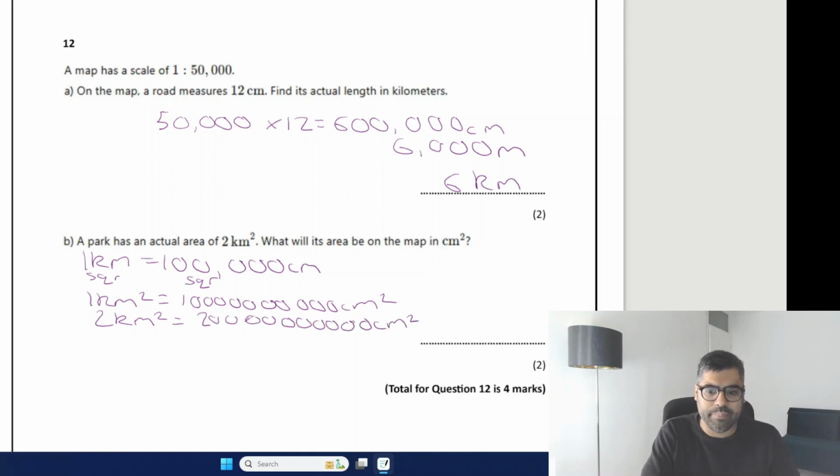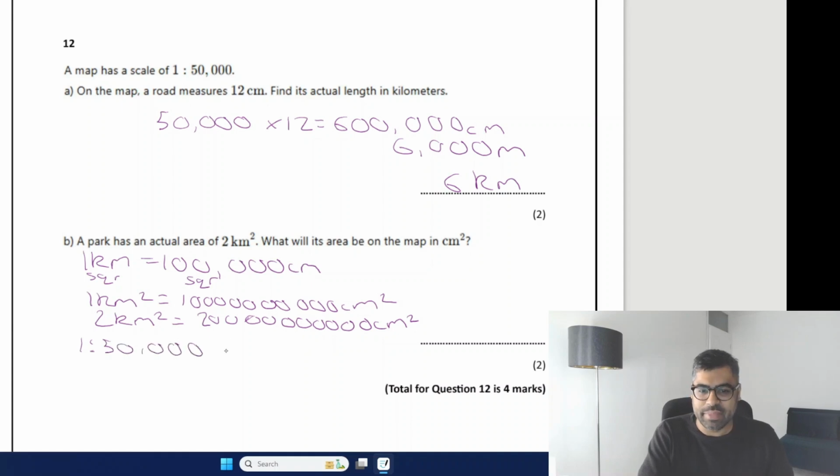Okay, so that's really the first stage of this. We've worked out that there's this much centimeters squared. I could put the commas in, looks like it's around 20 billion centimeters squared. Next we need to look at the map scale. So the map scale we know is 1 to 50,000.